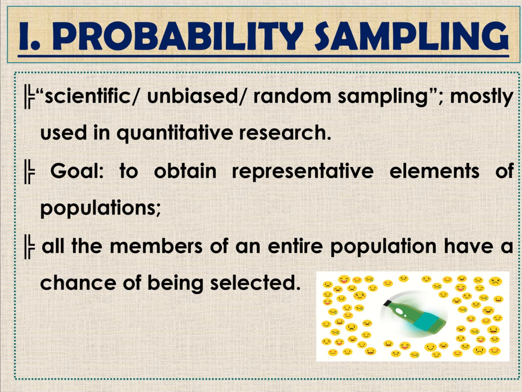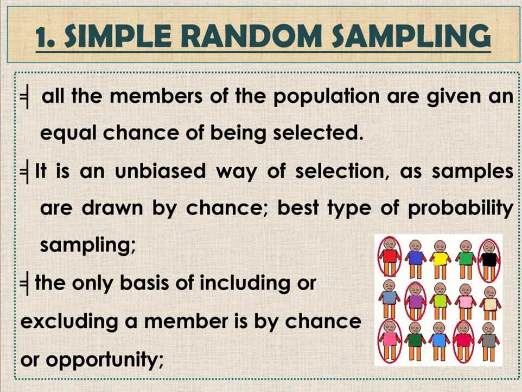Ang goal natin for probability sampling is to obtain representative elements of the population. So again, under this, we have four subtypes: simple random, stratified, cluster, and systematic sampling. So start na tayo sa una, simple random sampling. It is a method of choosing samples in which all the members of the population are given an equal chance of being selected. So lahat may chance, no, na maging participant kapag simple random yung iyong gagamitin.